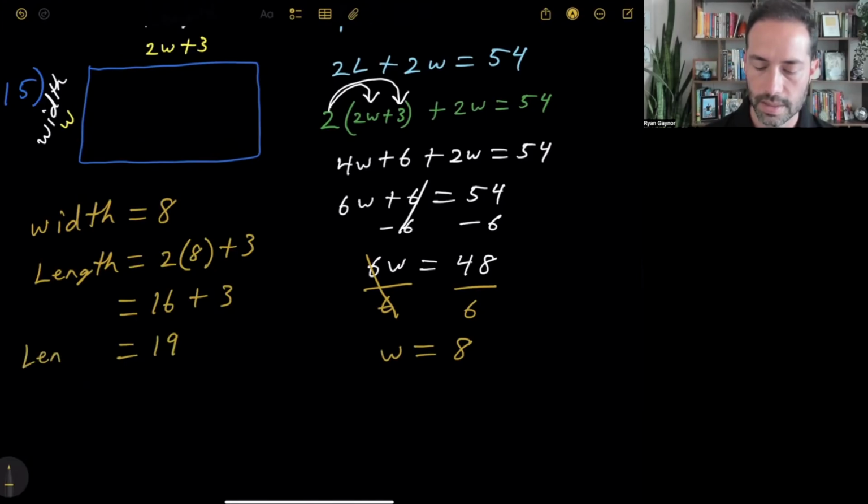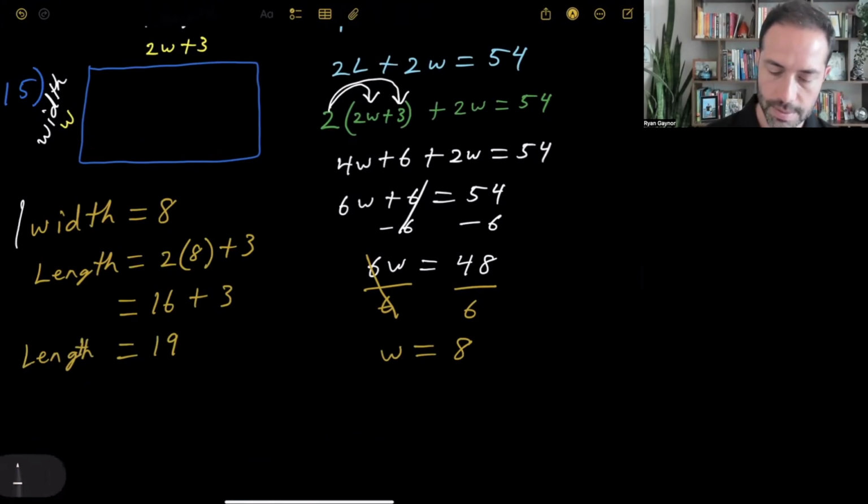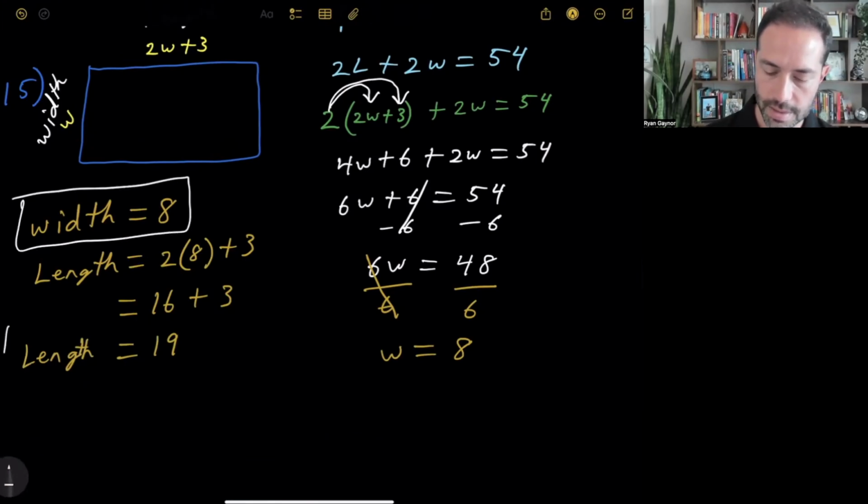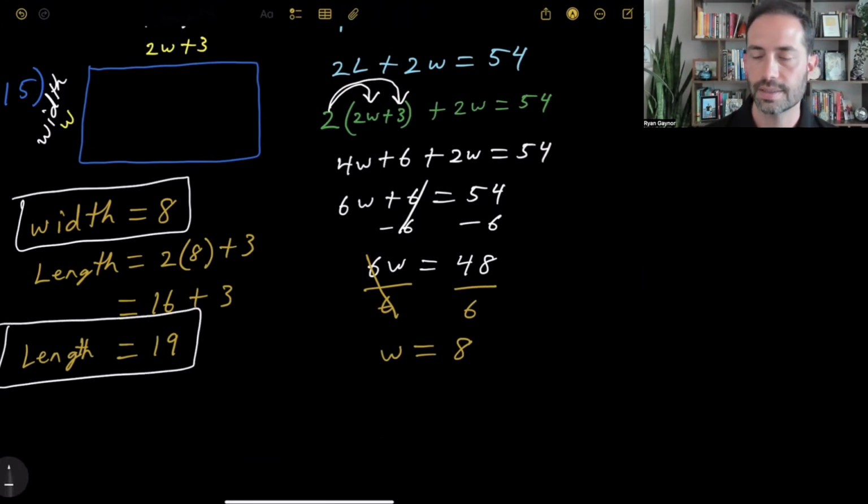So there it is. It is official now. So we can box these up. There's one answer, they asked for the width, and then the second answer, they asked for the length.